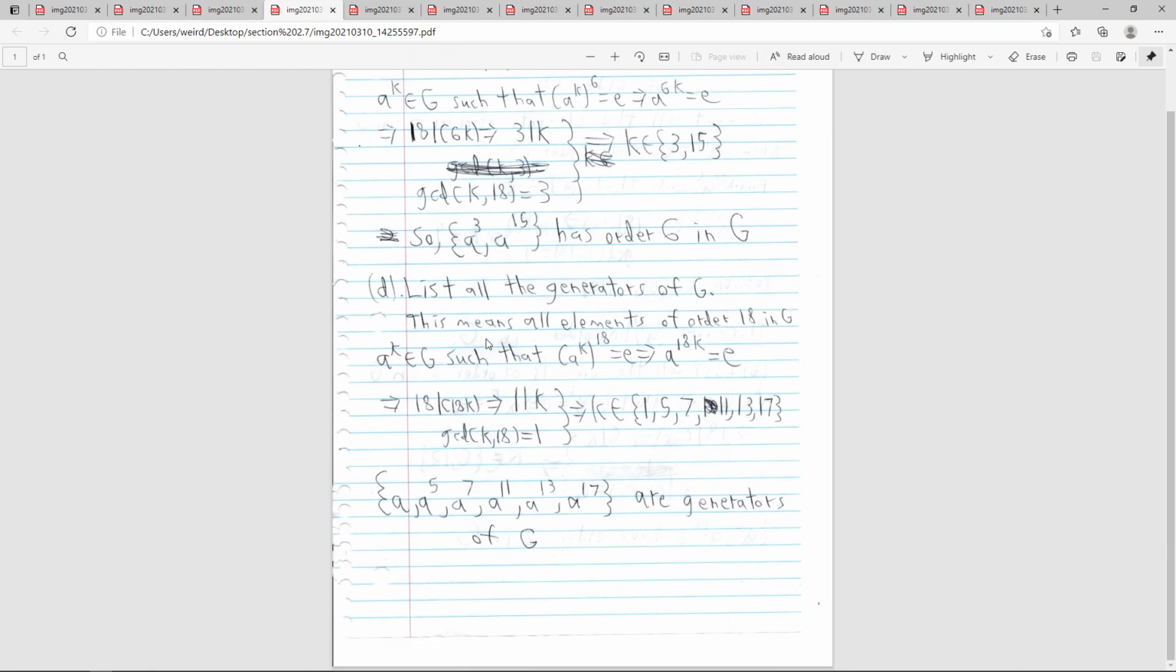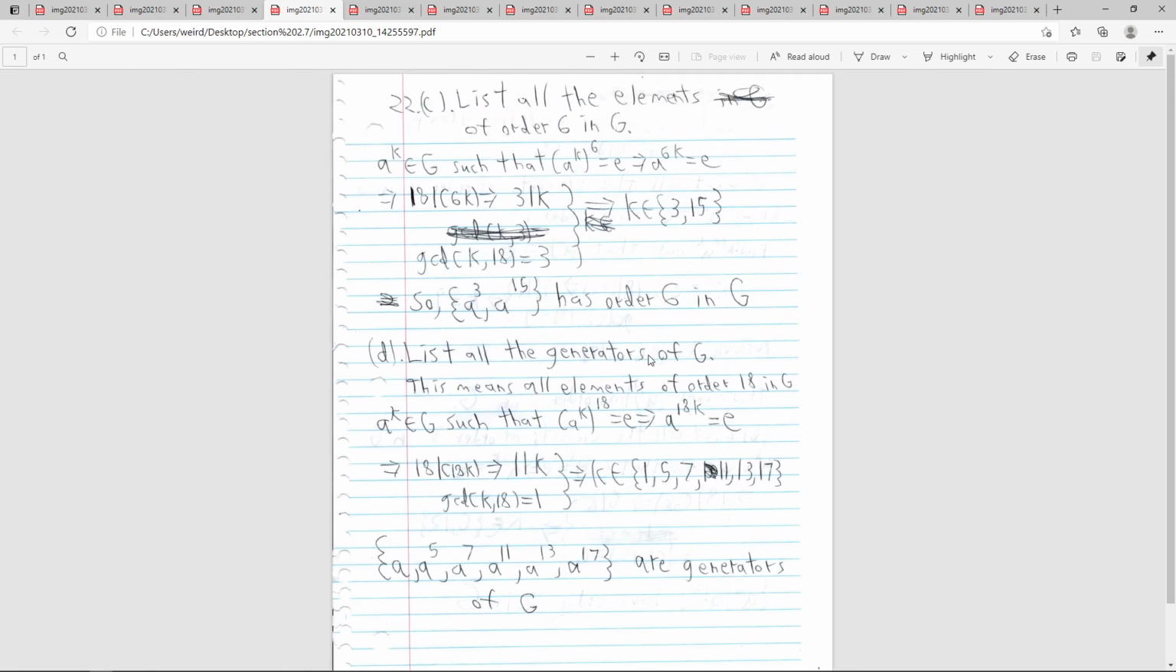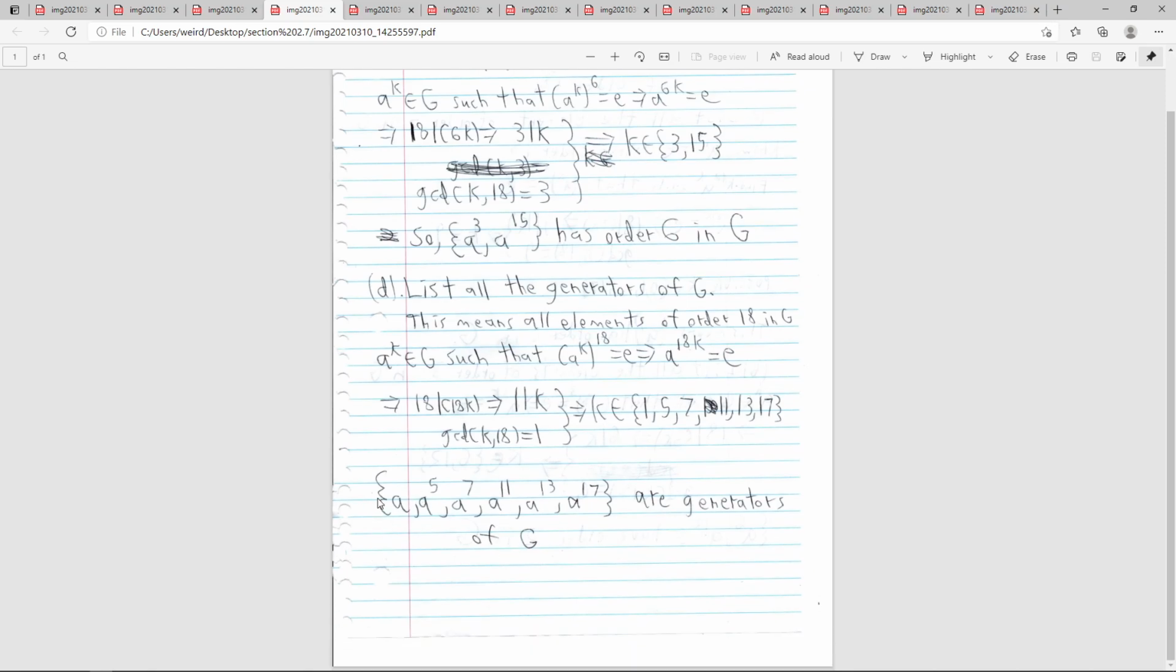And finally, part D asks to list all the generators of G. This means all elements of order 18 in G. a to the k is in G such that a to the k to the 18 power equals e, which means a to the 18k equals e. 18 divides 18k, which means that 1 divides k, so the GCD of k and 18 equals 1. And that means k is in 1, 5, 7, 11, 13, 17. So a to the fifth, a to the 7th power, a to the 11th, a to the 13th power, and a to the 17th power are generators of G.